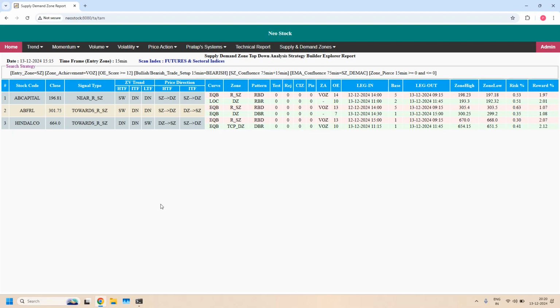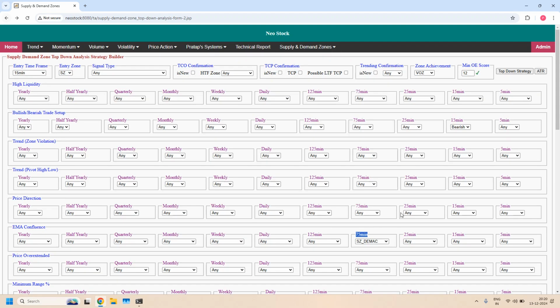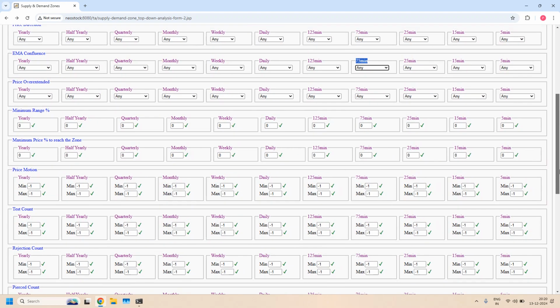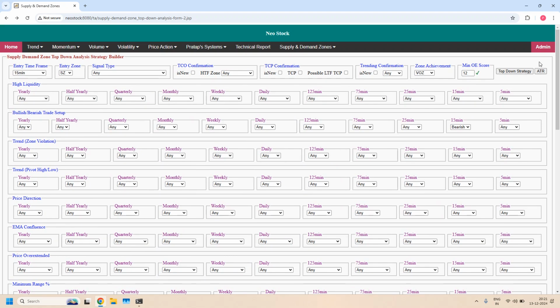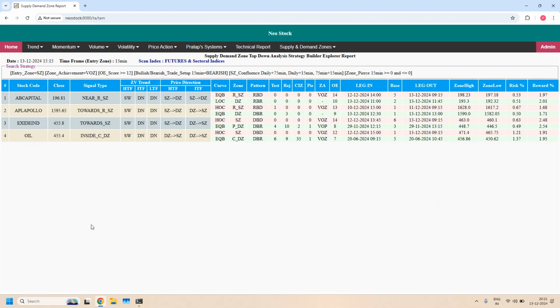Next, let us look for LTF, ITF and HTF supply zone confluence. I am removing EMA filter. In the supply zone confluence, 3 filters we have to set. First filter is already enabled. Second filter, 15-minute supply zone with daily supply zone confluence. Third filter, 75-minute supply zone with daily supply zone confluence. With all the three filters, LTF, ITF and HTF supply zone confluence, we got 4 stocks.